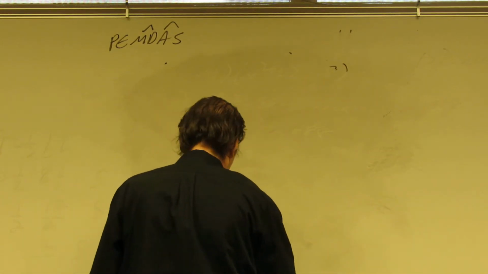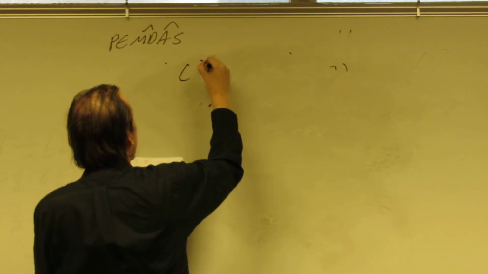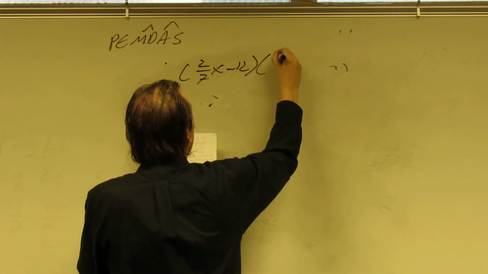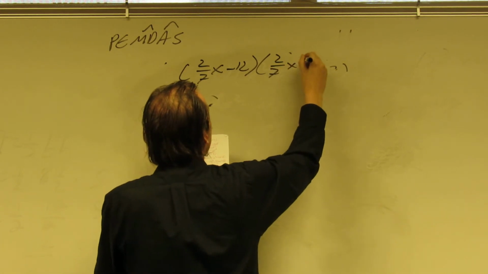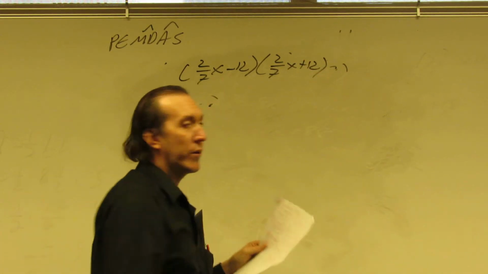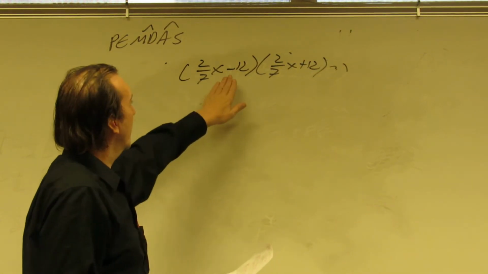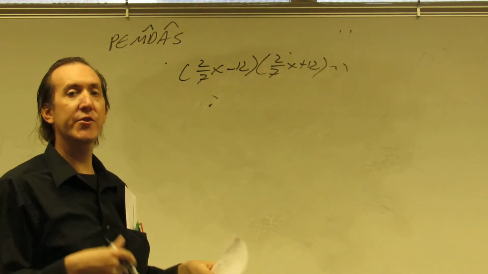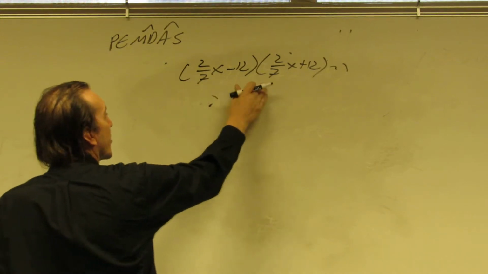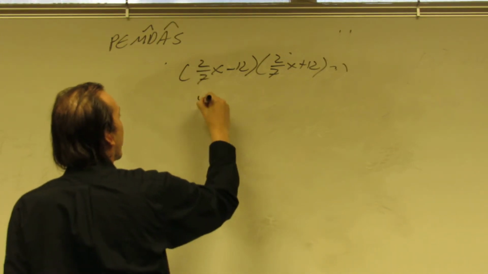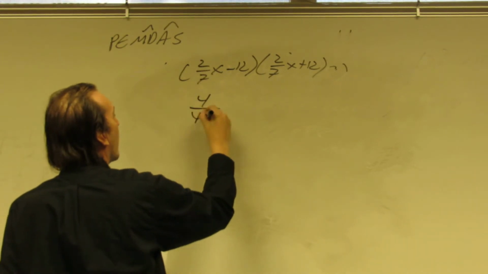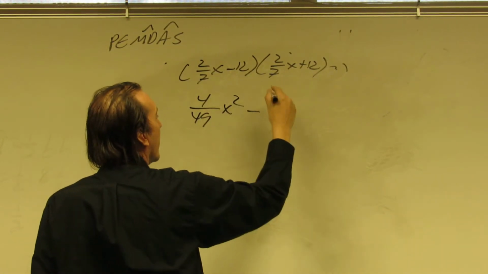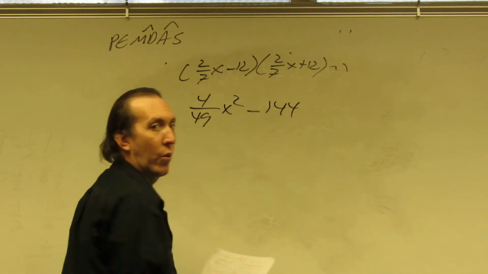Next, we're going to have something like 2 over 7x minus 12 times 2 over 7x plus 12. This one does have fractions in it, but you notice it's the exact same thing in both of them. One's a plus, one's a minus, so we can do the shortcut. We just square the first one. 2 squared is 4, over 7 squared is 49, and then x squared, and then minus the 12 squared is 144.